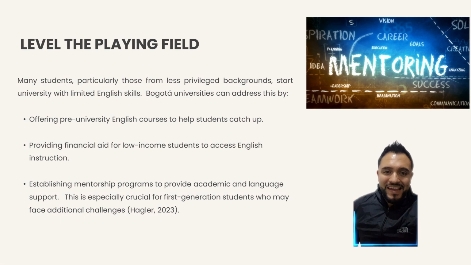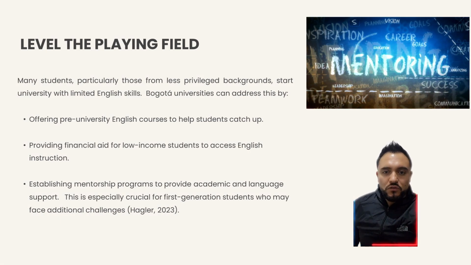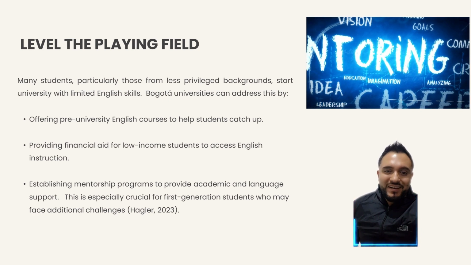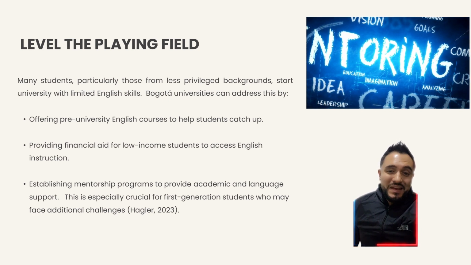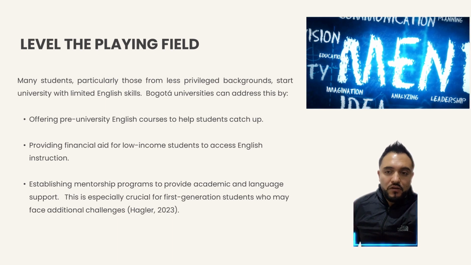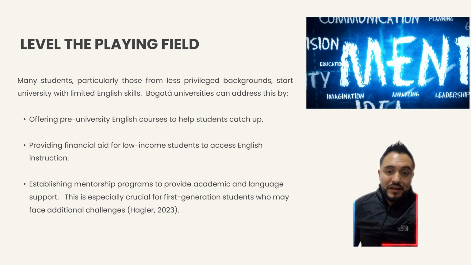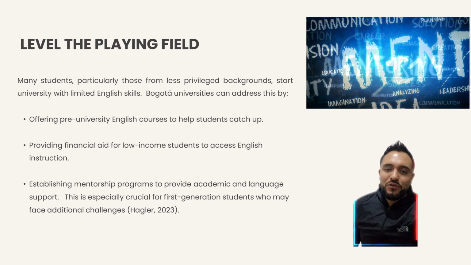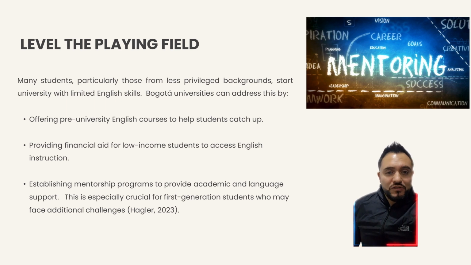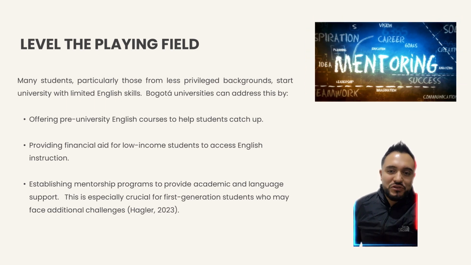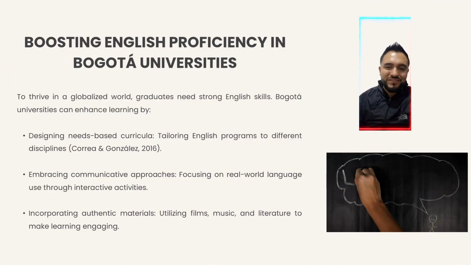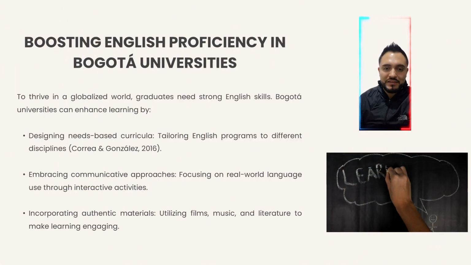Level the playing field. How can we ensure all students have an equal chance to succeed at university, regardless of their background? Many arrive with limited English, and that can be a huge barrier. Bogota universities can make a big difference by offering pre-university English courses, financial aid for language instruction, and mentorship programs, especially for first-generation students.